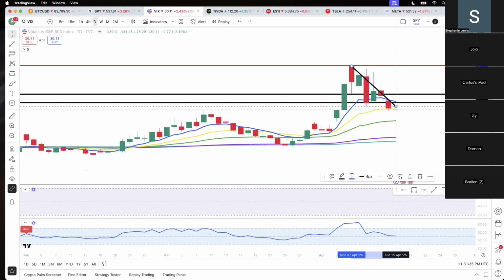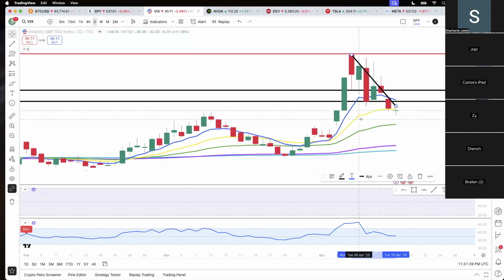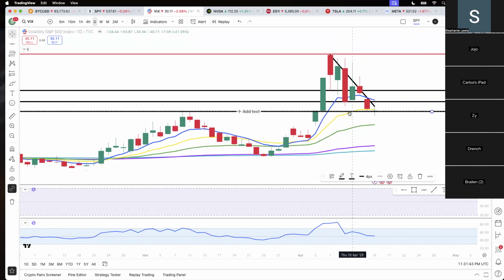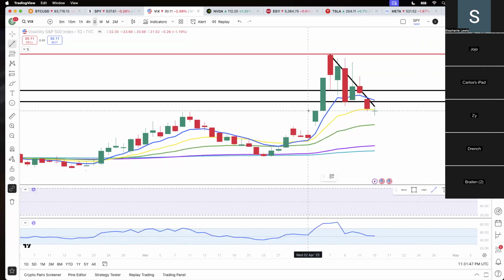So we're forming this triangle, depending on which side we break out to. And then also, look at this. Let me delete this. I could just mark the bottom of this candle here. And you can see how today we closed with this doji right at the bottom of our daily candle. So that's kind of a sign right there that there's indecision.